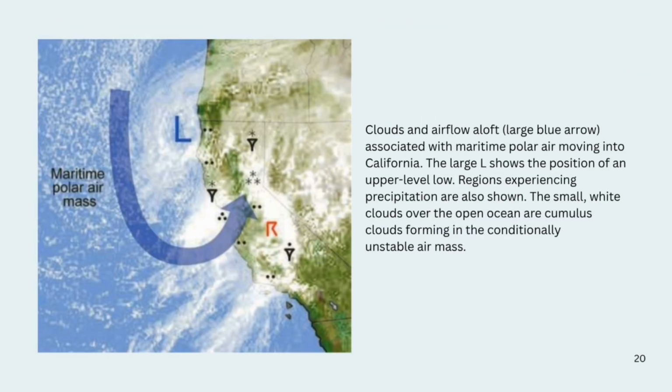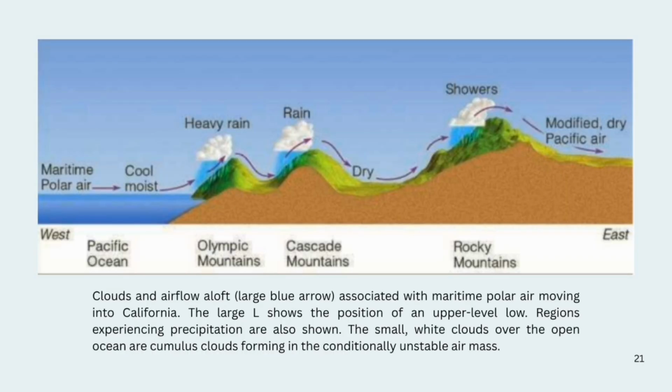In this figure, it shows an air mass over the relatively warm open ocean. The cool, moist air mass produces cumulus clouds that show up as tiny white splotches on a visible satellite image. In this figure, when maritime polar air from the Pacific moves into North America, it loses much of its moisture as it crosses a series of mountain ranges.